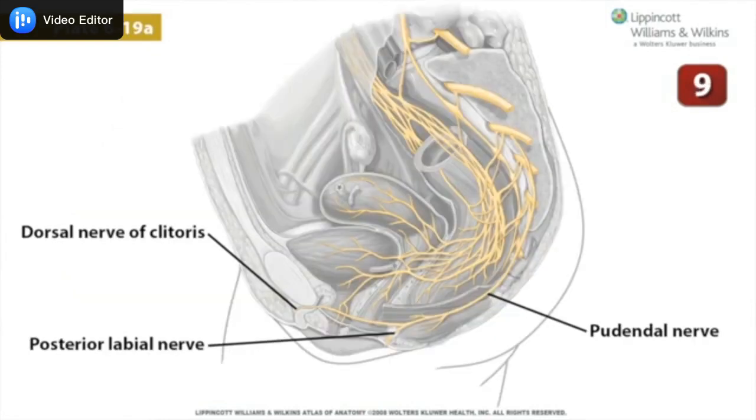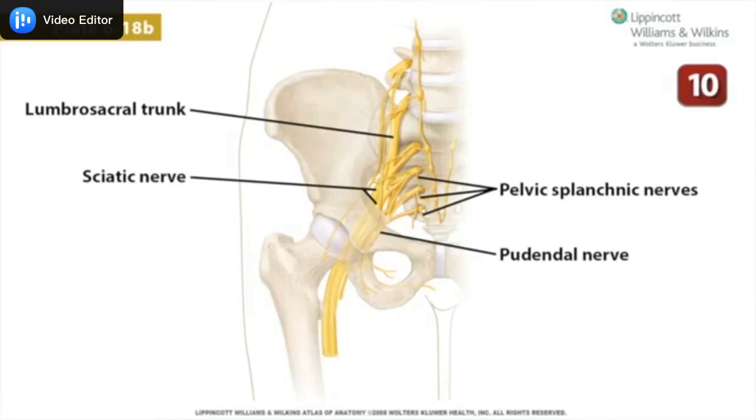Next, we have the pudendal nerve, the dorsal nerve of the clitoris, and the posterior labial nerve. And the last one, on the top left, we have the lumbosacral trunk, and then on the right, the pelvic splanchnic nerves. And we see those two important branches of the sacral plexus, the sciatic nerve on the left and the pudendal nerve on the right.